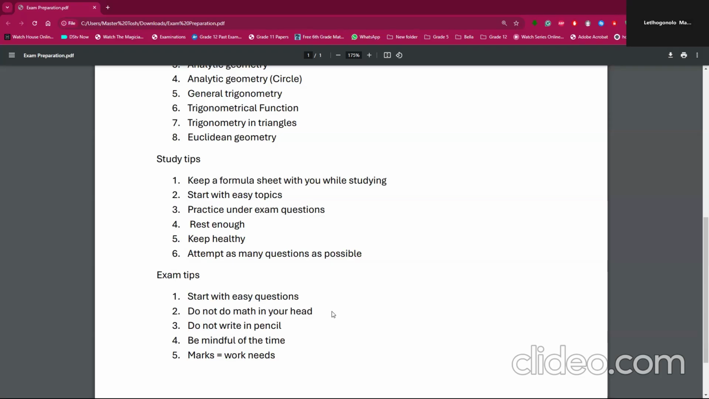Now, when you're in the exams, there are other tips that I would recommend. Start with the easy questions. Again, this is mostly time saving and it builds your confidence.